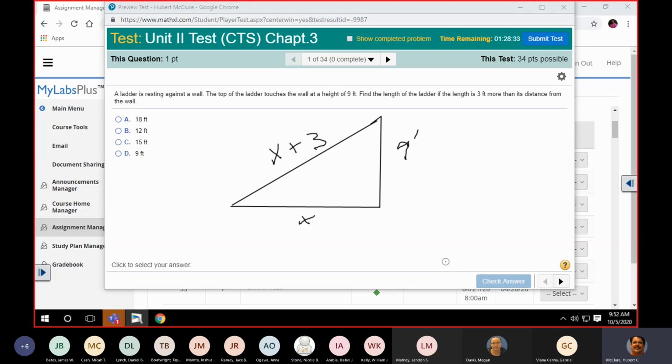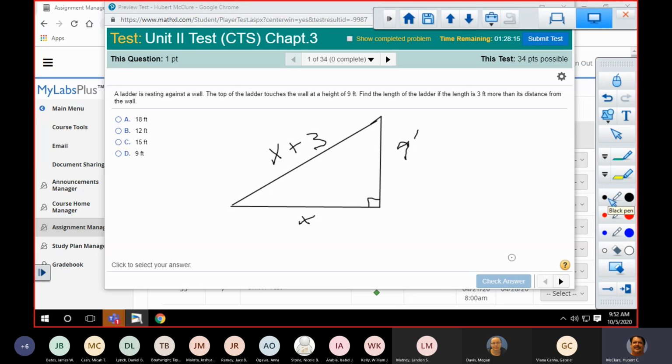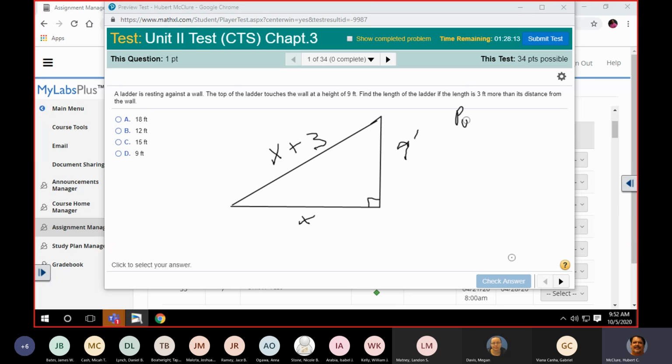Now, what are we going to use here? What do we use on a 90-degree angle? The Pythagorean theorem. I'm going to show y'all how to say that. Pythagorean.